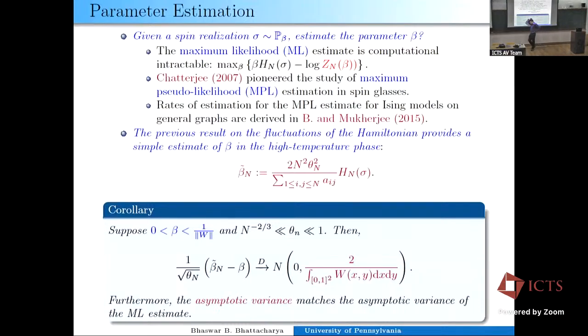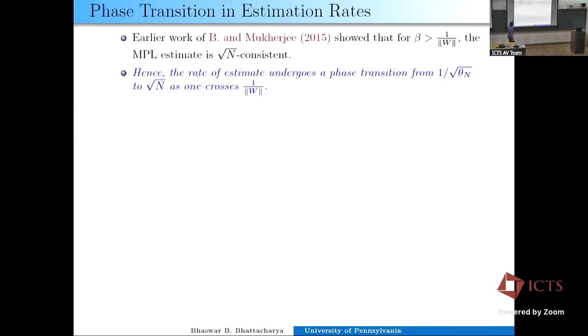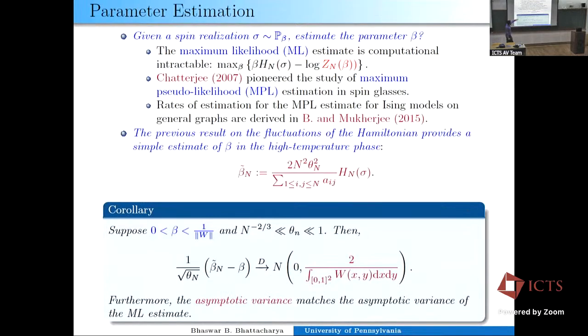This, I think, is some one-step approximation of the MLE. To do the MLE, you do some Taylor expansions, a one-step approximation of the MLE, which somehow has the same variance. Okay, so I'm going to show a picture to wrap things up. This is the high temperature phase, where the rate of estimation is root theta n.